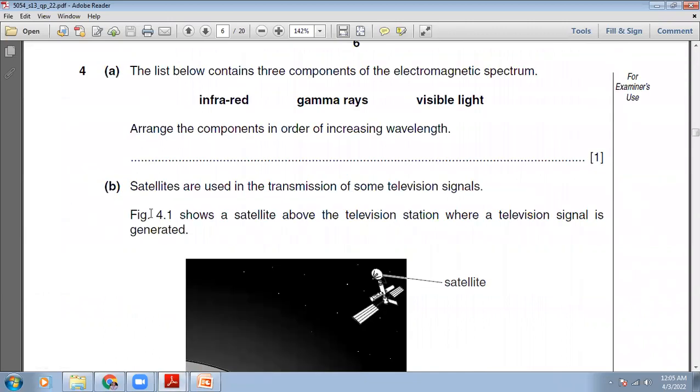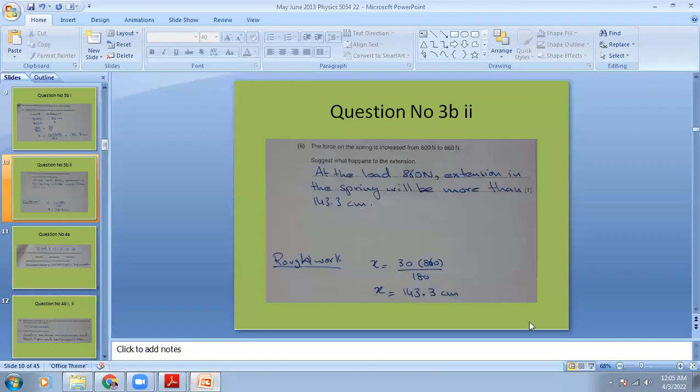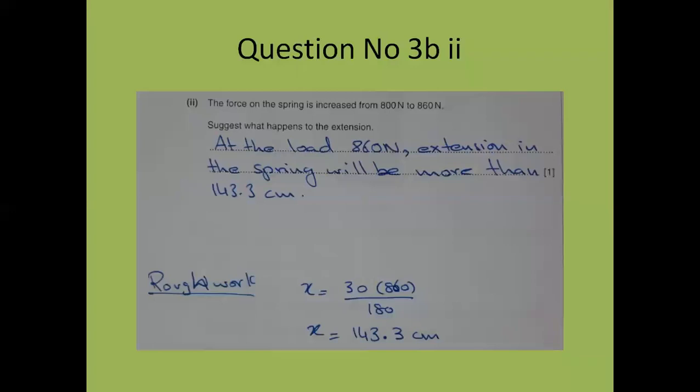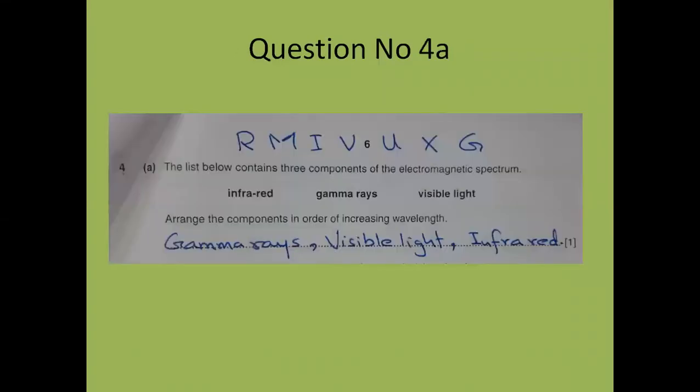So we are moving to the next question. The list below contains three components of the electromagnetic spectrum: infrared, gamma rays, visible light. Arrange the components in order of increasing wavelength. Okay, so we have to write them in increasing wavelength. You know, the code word is Ronald McDonald is very ugly except Gary. When you move from left to right, the wavelength decreases. But if you move from right to left, then the wavelength will increase.